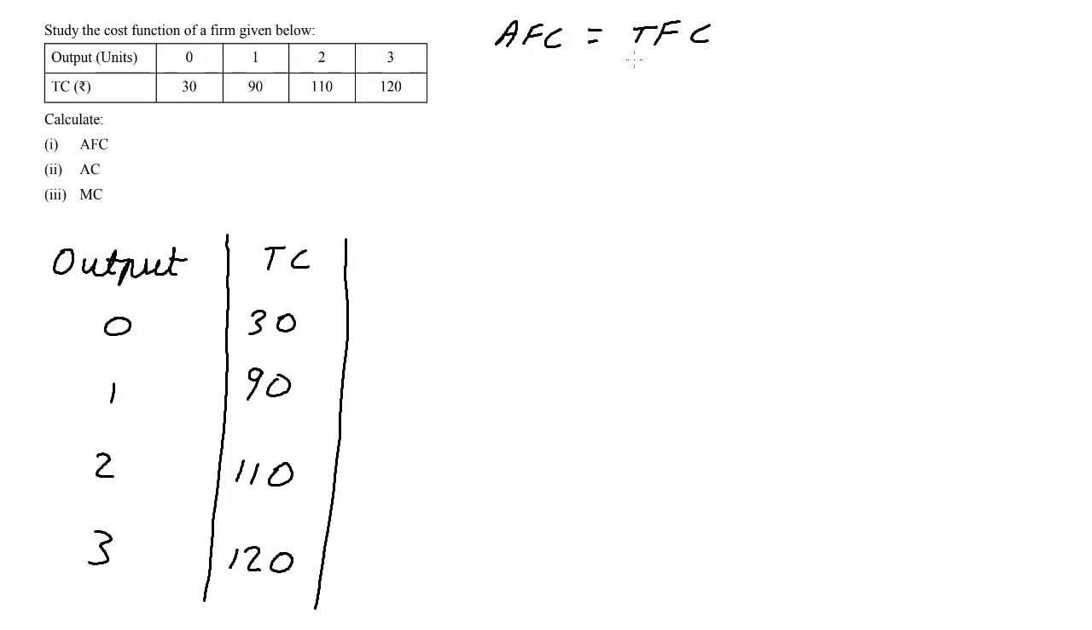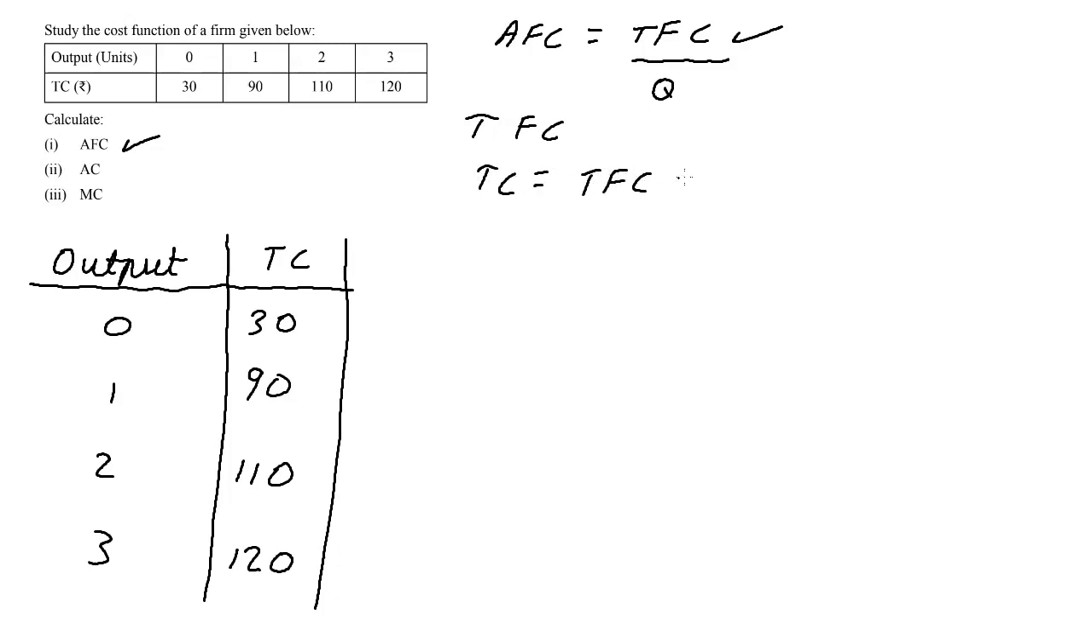simply FC, total fixed cost or fixed cost upon quantity or output. Okay, so in order to get AFC, I first need TFC. Output or quantity is already here, right? We already have it here. Total cost is here. So I need to get fixed cost or total fixed cost. Okay, so I need to remember that total cost is equal to total fixed cost plus total variable cost.